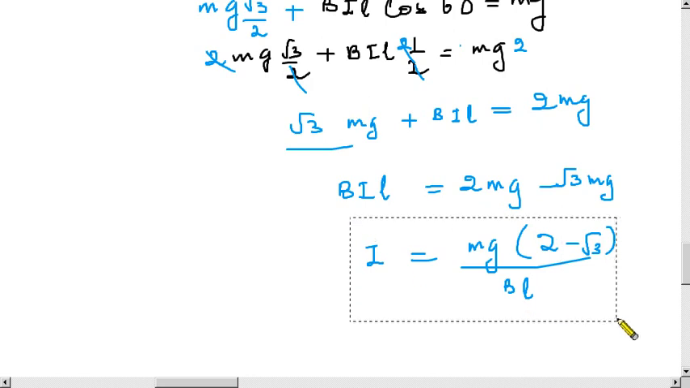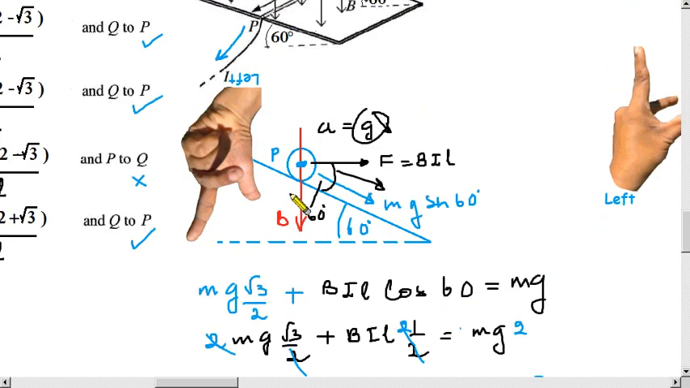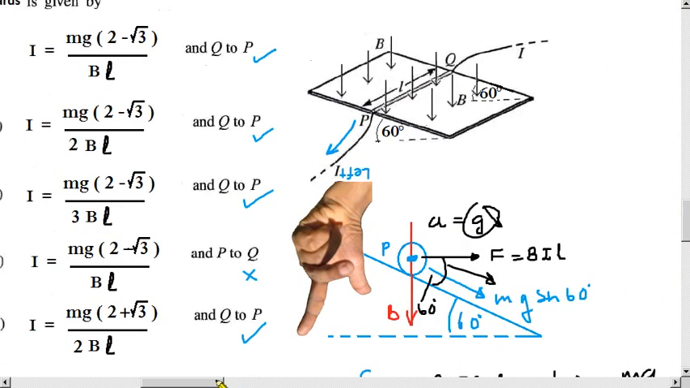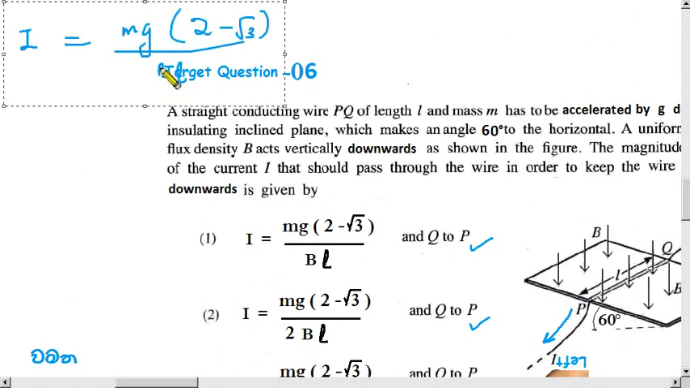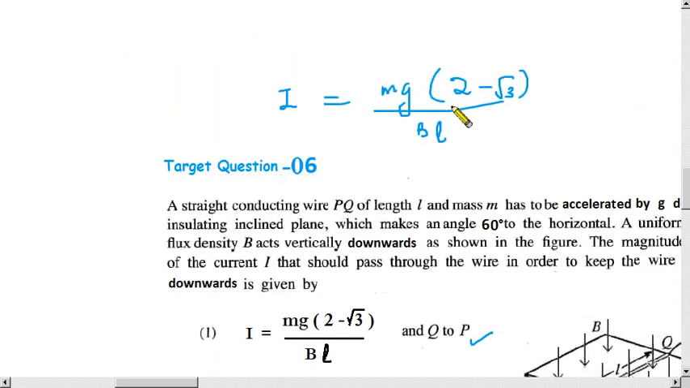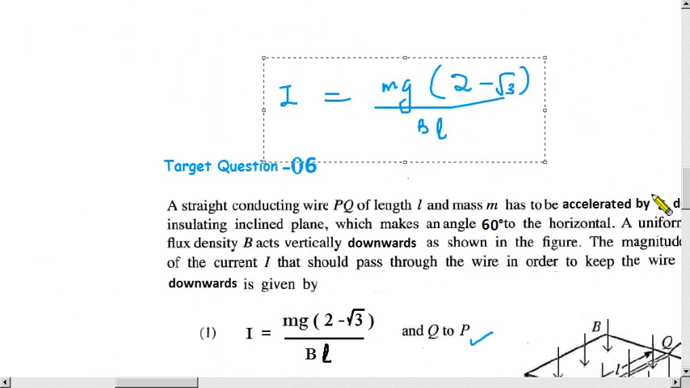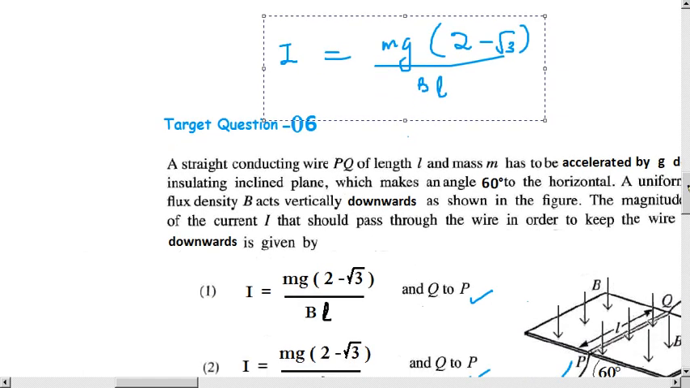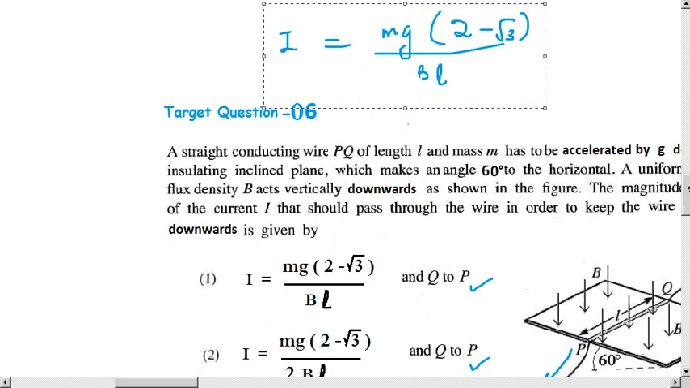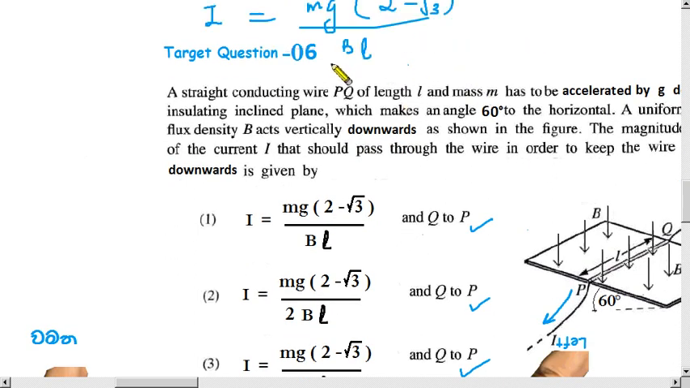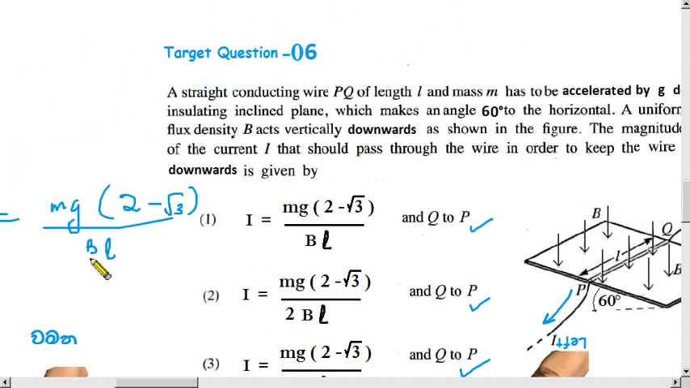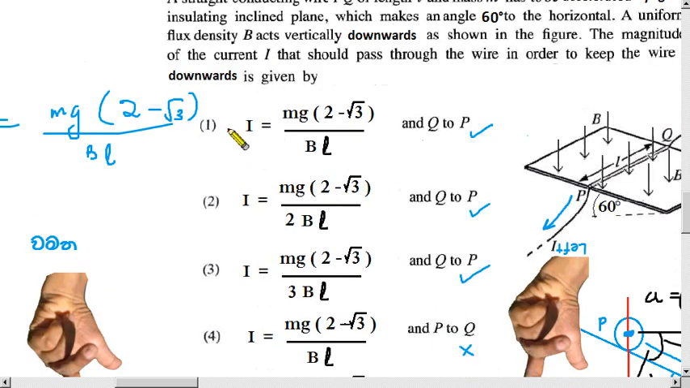So now we have to select 2 minus root 3, first one. This is it, first one. This one is the answer.